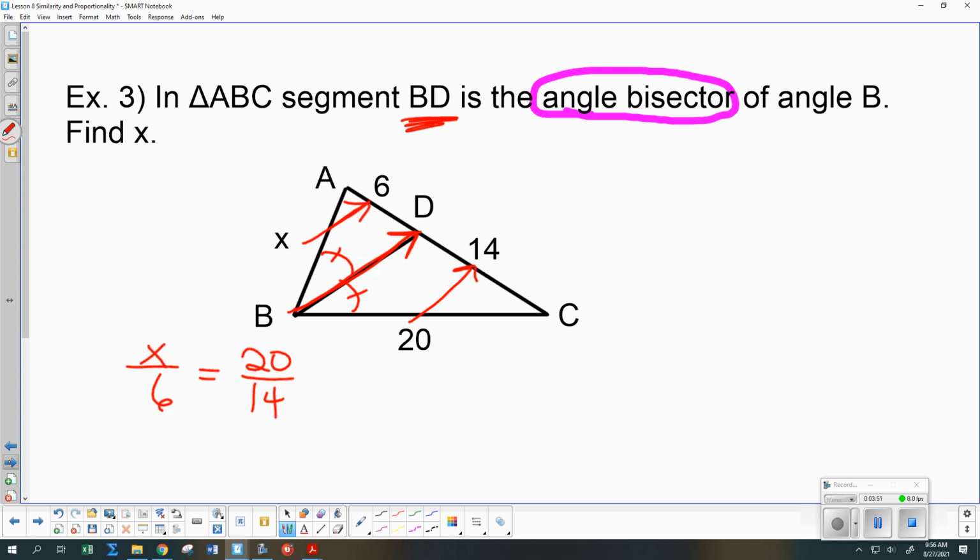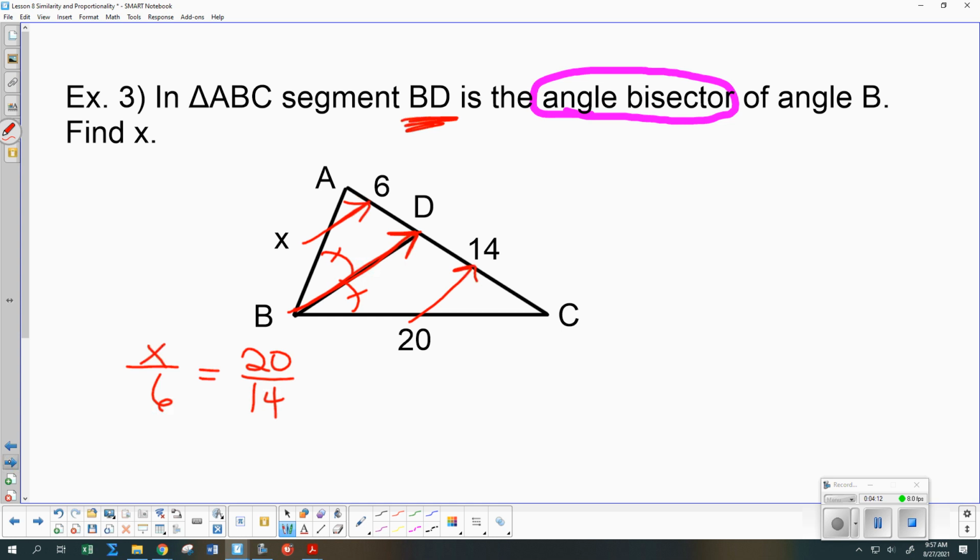Reduce it if you would like to, or work with it as 20 over 14, doesn't matter. Do the cross product. Maddie, you with us? Please. Okay, let me guess, please. Earbuds out, everybody.